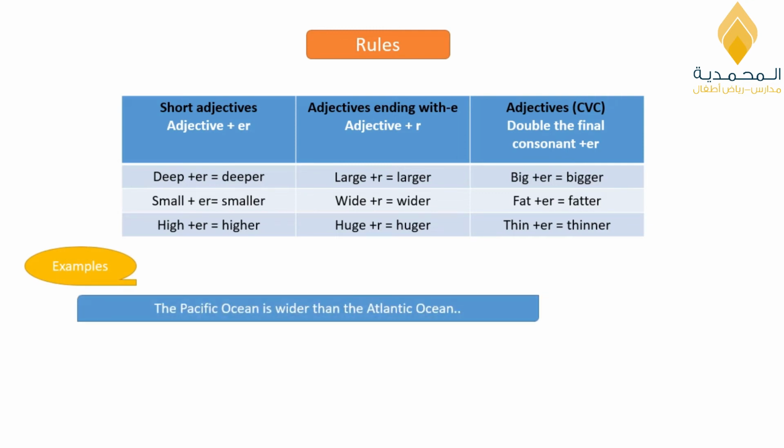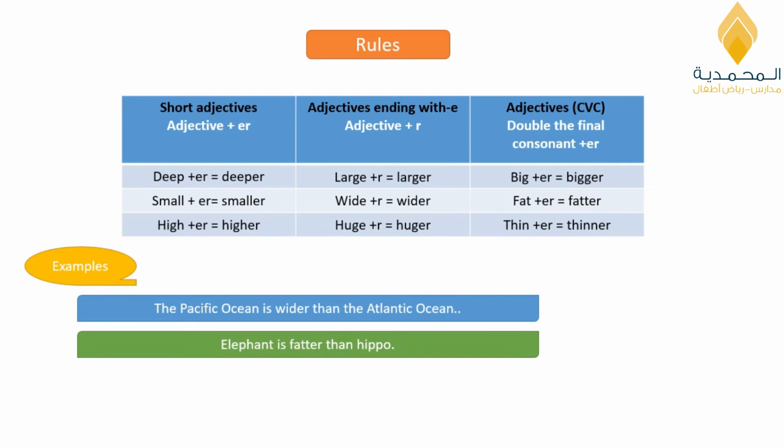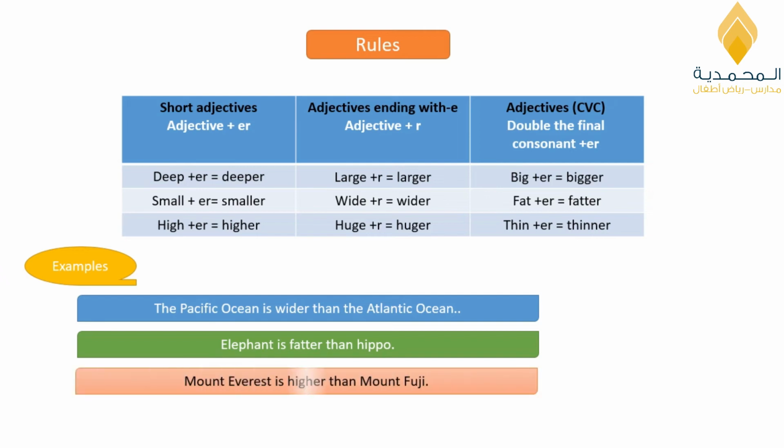Let's see some examples. Number 1. The Pacific Ocean is wider than the Atlantic Ocean. Example number 2. Elephant is fatter than hippo. Number 3. Mountain Everest is higher than Mountain Fuji.